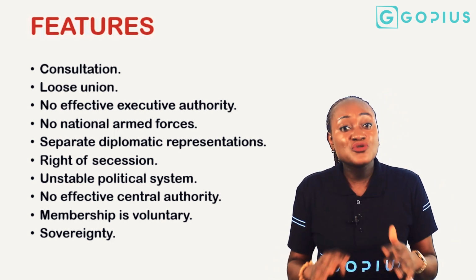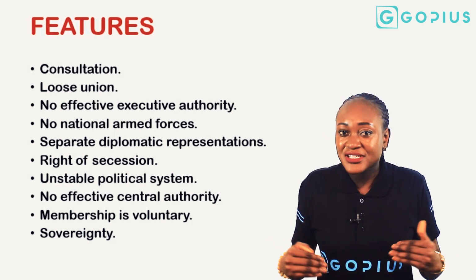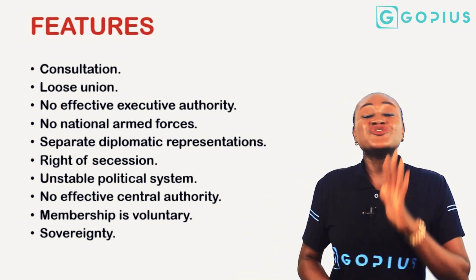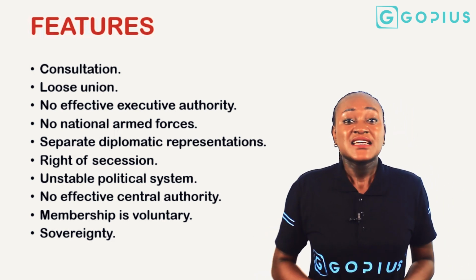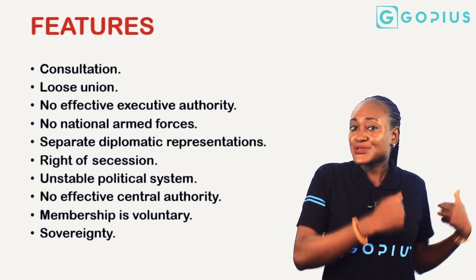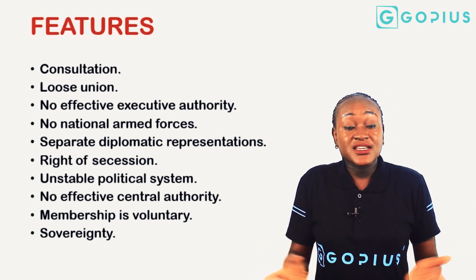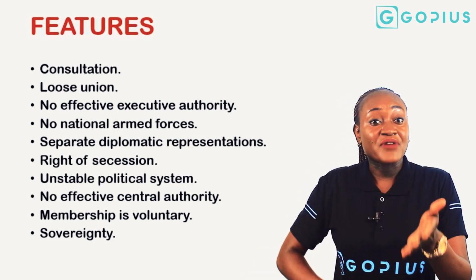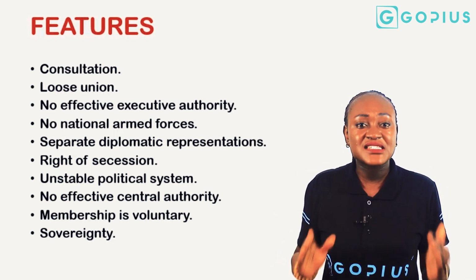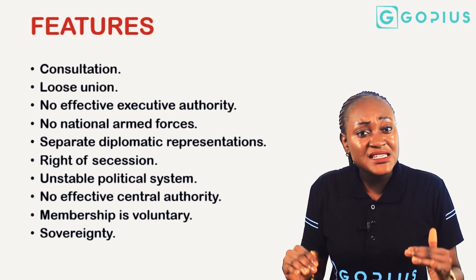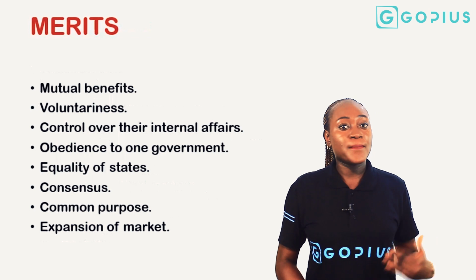And the union is loose because allegiance is paid to the component unit, to the countries, and not to the center. There is no effective executive authority. There are no national armed forces. The diplomatic representations go back to the component units. And there is right of secession. Just the same way it is voluntary to join, you also have your right to secede. And the political system is very unstable. There is no guarantee, no effective central authority. Membership is voluntary, and sovereignty still resides with the component units.